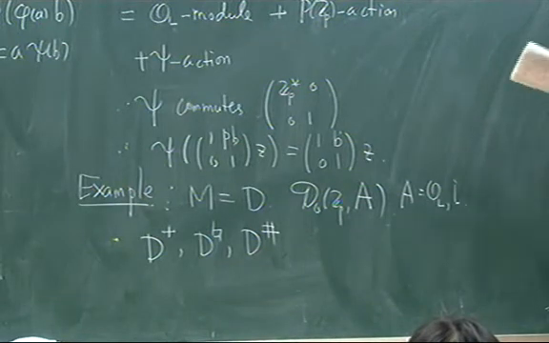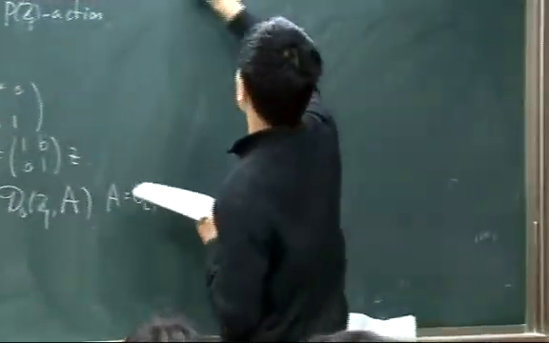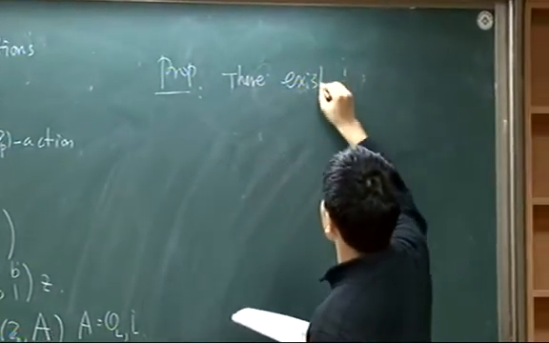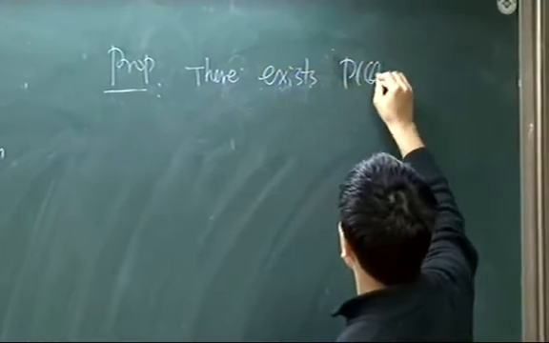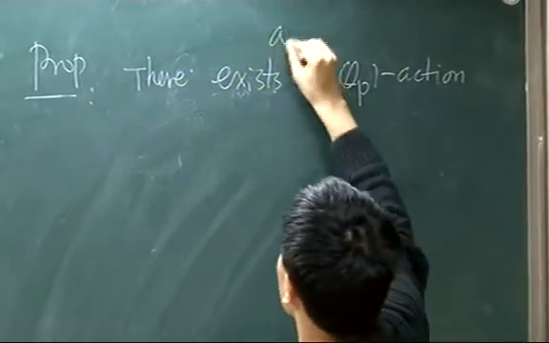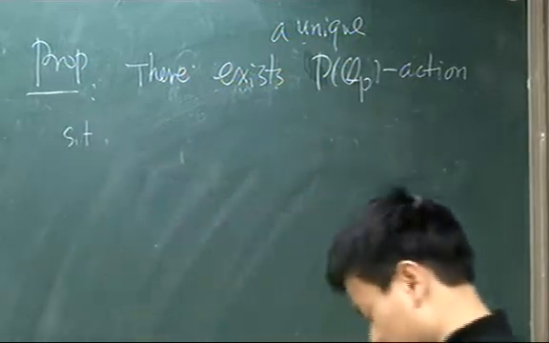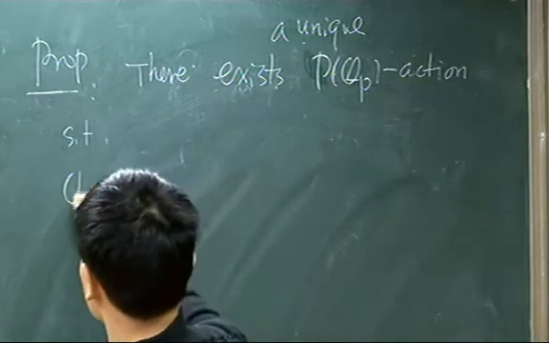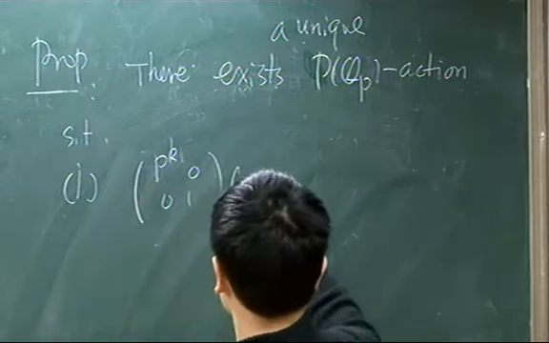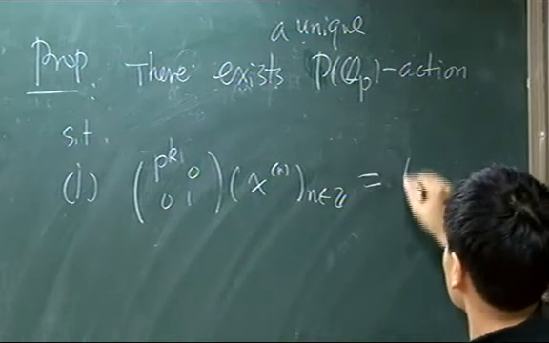Then, if we have this module, the proposition is, again, we repeat the proposition there. There exists a P action, and it's unique, such that it again satisfies the three conditions. The first condition: if you have p to the k, 0, 0, 1 acting on x of n, you just get x of n plus k.